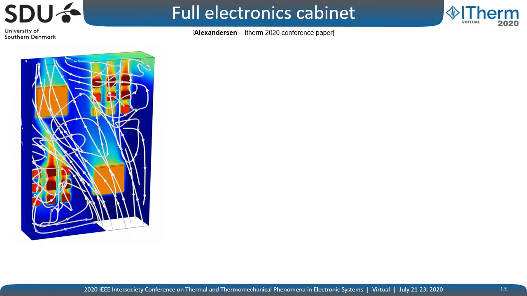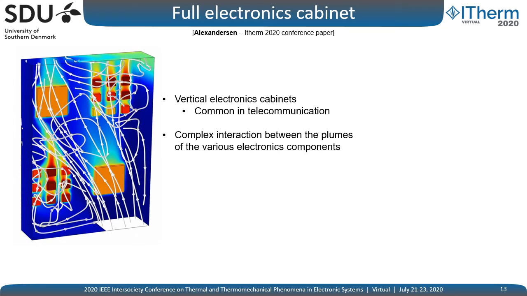So the question is now, can we extend this from just a single component, so there's a single cooler for a single electronics chip or a single LED package, to a full electronics cabinet? And that's what I've tried to do in my ITherm paper here. So generally we have these very complex interactions. So I'm looking at vertical electronics cabinets that are common in telecommunications. So we have multiple electronics chips placed in our cabinet. We have complex interactions between these various components.